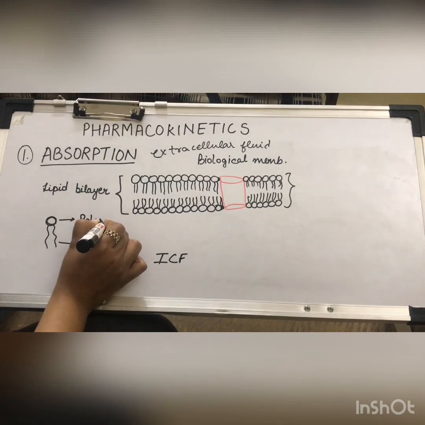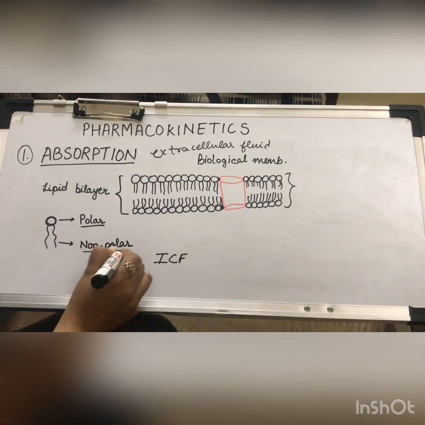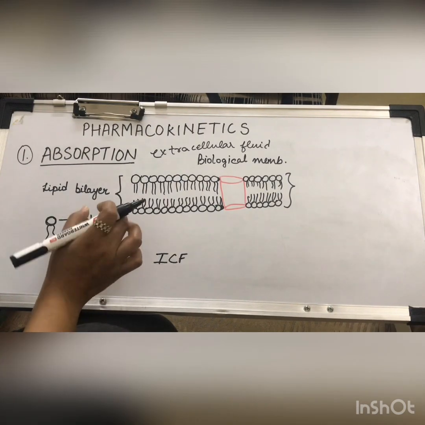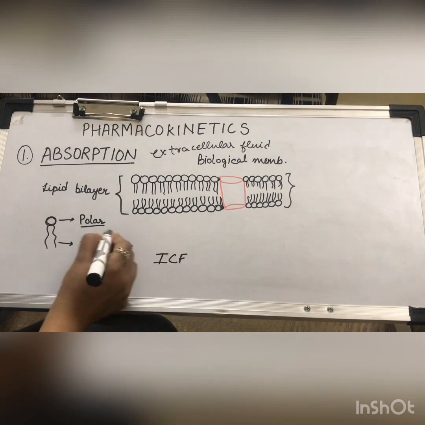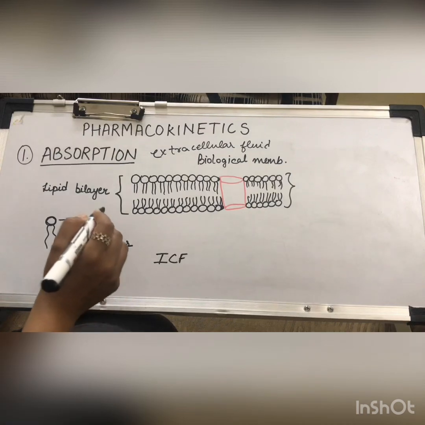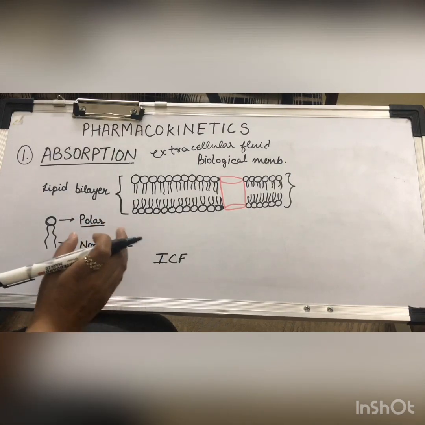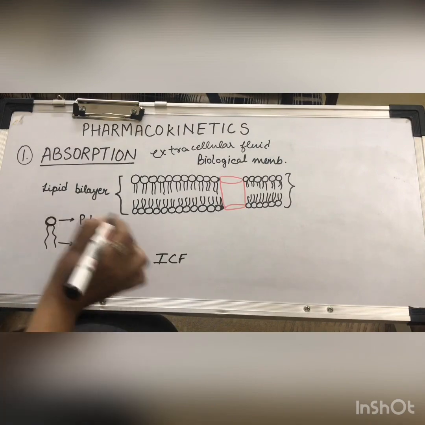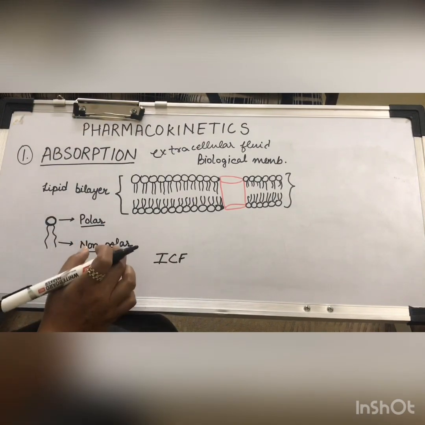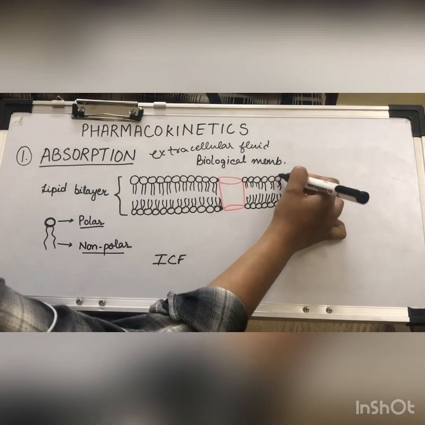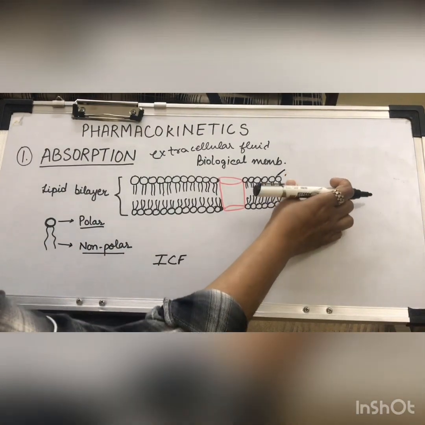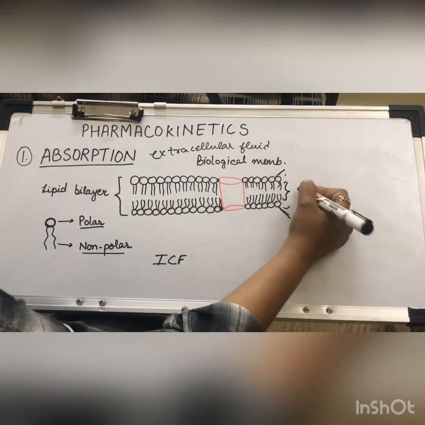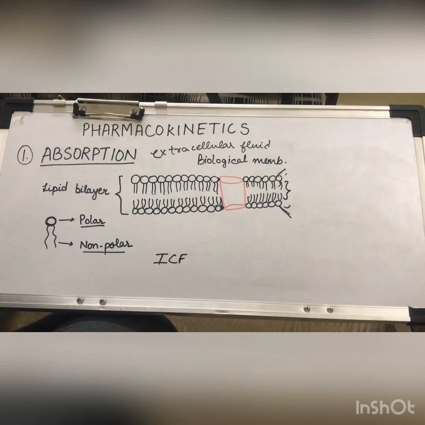If we take one part of this in detail, this is a phospholipid unit which has a polar head and a non-polar hydrocarbon chain, and this polar head is hydrophilic in nature. That means it is water loving, whereas the non-polar tails are hydrophobic in nature, that is water hating, or lipophilic, that is lipid loving. So this part will be water loving, whereas the internal part will be hydrophobic in nature.